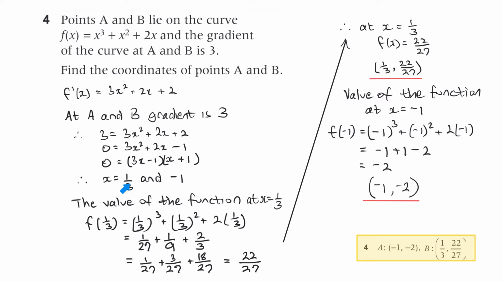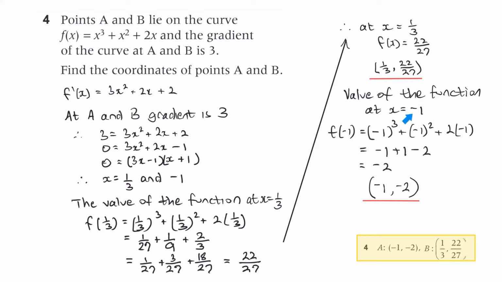The value of the function at x equals 1 on 3. Now we take the 1 on 3 and we put it back into the original function because we want to find the function value, or effectively the y value. Okay, so you put 1 on 3 in here. I've put 1 on 3 for x, 1 on 3 for x, and 1 on 3 for x. And we get 22 on 27. So that means that at x equals 1 on 3, the function value is 22 on 27, so we can write that as a coordinate point. That's the x value, that's the y value, or the function value, 1 on 3 and 22 on 27.